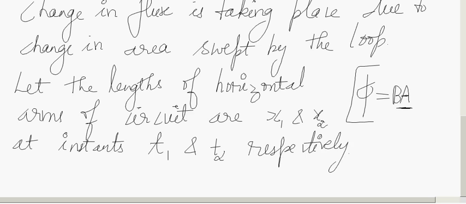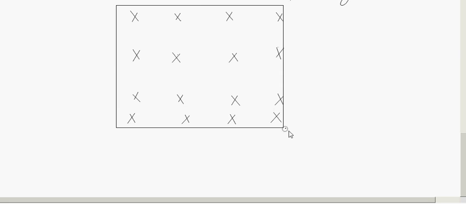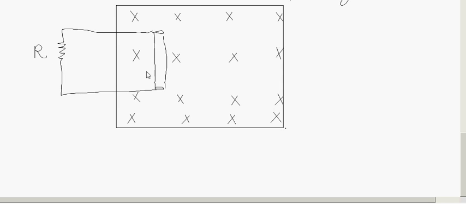So let me show you with a figure. Now we have the uniform magnetic field B. This is the uniform magnetic field which we have, and the rod is moved in this magnetic field. Now let us say the rod was here initially. And this distance is now x1.